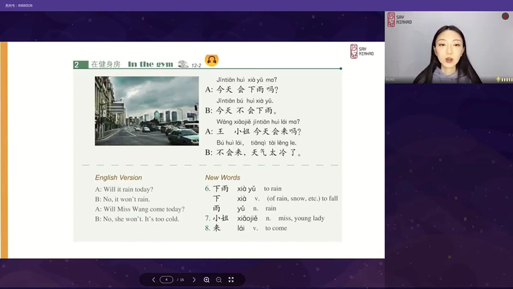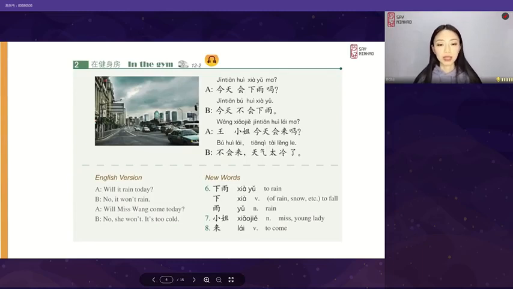3, 2, 1. 今天会下雨吗? 今天不会下雨。 王小姐今天会来吗? 不会来,天气太冷了。 Okay, now let's try to read in rows.